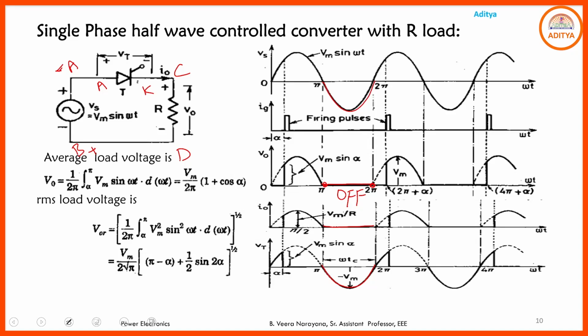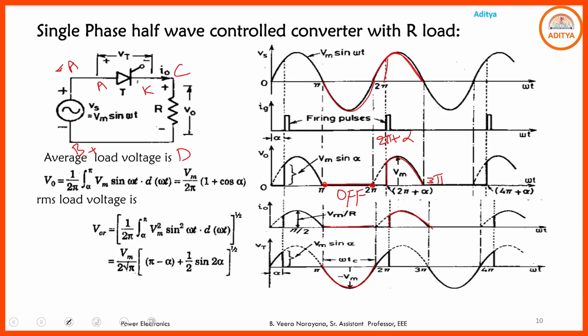Again from 2 pi to 3 pi, again we have the positive half cycle of the source. Again the SCR comes to the forward biasing mode. At omega t is equal to 2 pi plus alpha, we provide the gate pulse to the SCR. So from 2 pi plus alpha to 3 pi, again the SCR will be in the on state, and the portion of the source voltage from 2 pi plus alpha to 3 pi is transmitted to the load. Hence why from 2 pi plus alpha to 3 pi we have some output voltage, and we have the output current.